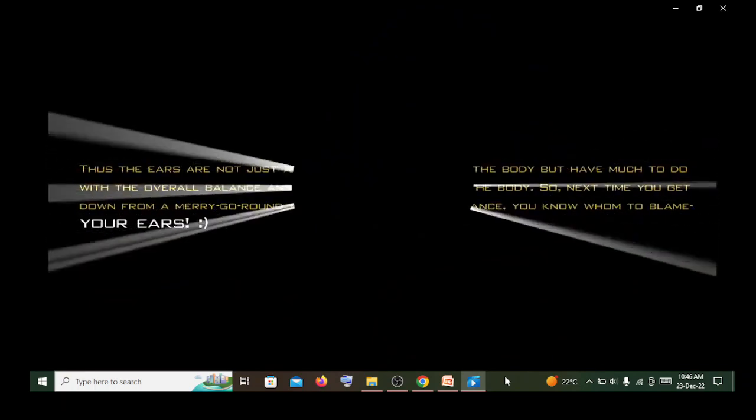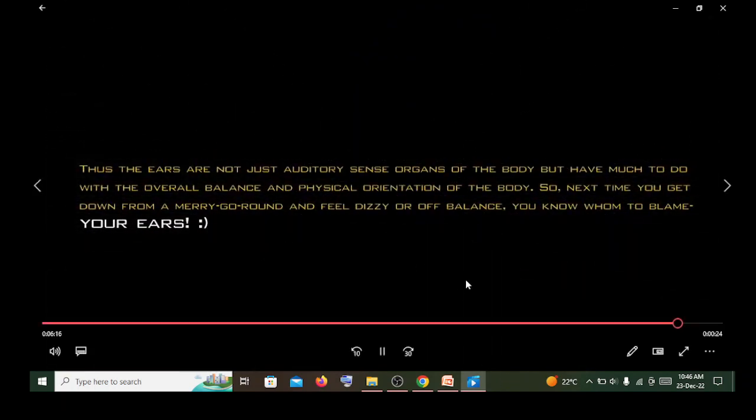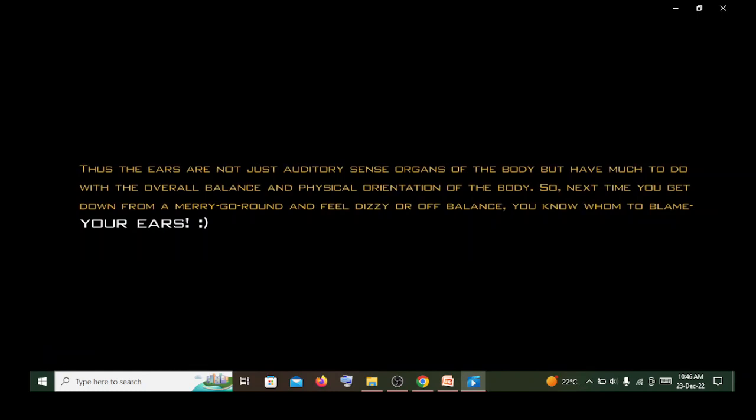Thus, the ears are not just auditory sense organs of the body, but have much to do with the overall balance and physical orientation of the body. So, next time when you get down from the merry-go-round and feel dizzy or off balance, you know whom to blame. Your ears.